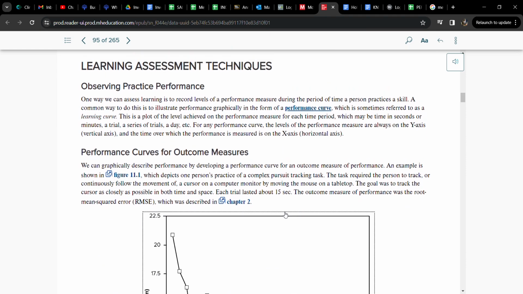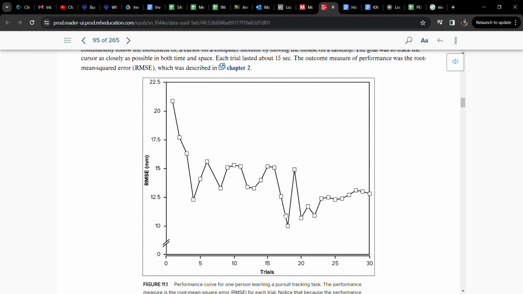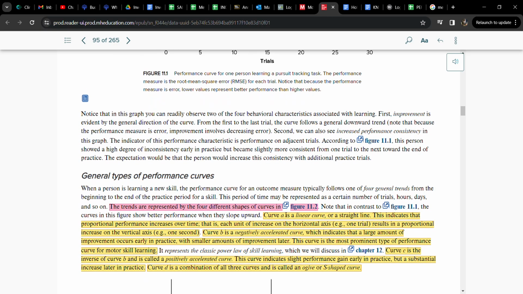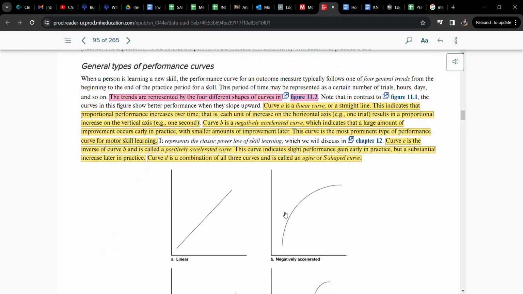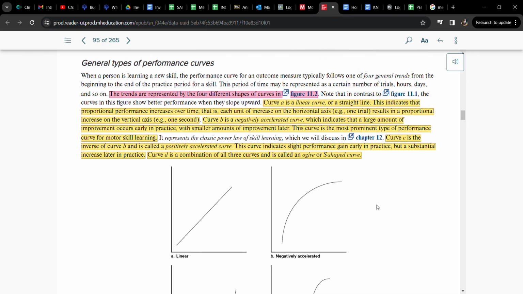Next is learning assessment techniques. So this is something that is going to be in your final project, which is performance curves. So as you learn a skill, there are different ways that you can learn that skill, and there are different patterns in which you learn it. So they are represented by 4 different shaped curves. Any of you who have done math, which I hope all of you have at this point, would understand kind of how these curves apply a little bit. And basically it just shows you in which way that you are improving in your learning.